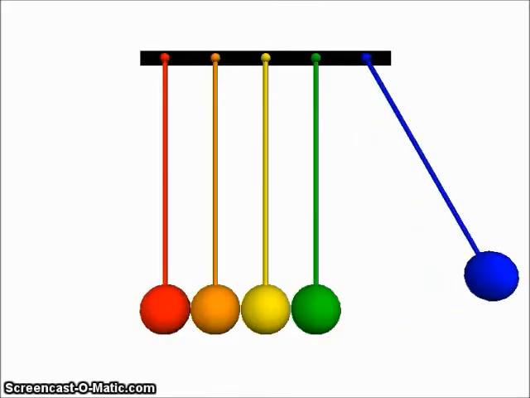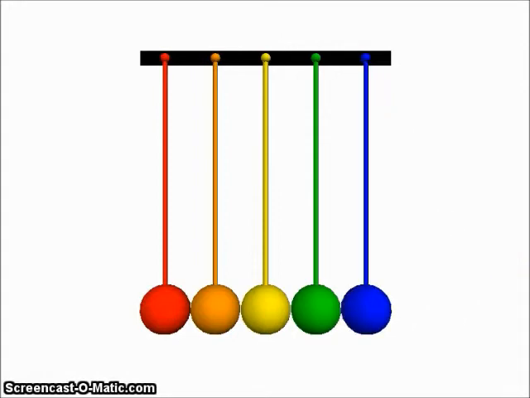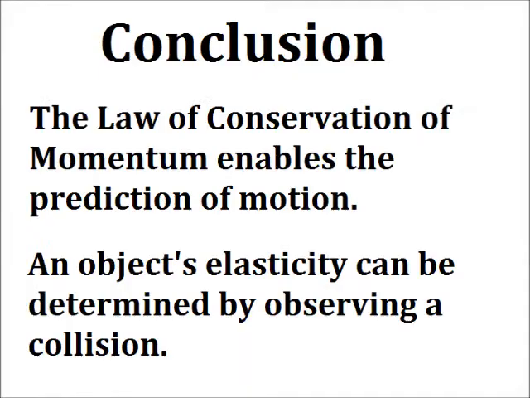If the collision were not elastic, much of the energy of the collision would be absorbed, and final momentum might not be apparent. In conclusion, the law of conservation of momentum allows us to predict motion. Also, whether or not a material is elastic can be determined by observing its motion before and after a collision.